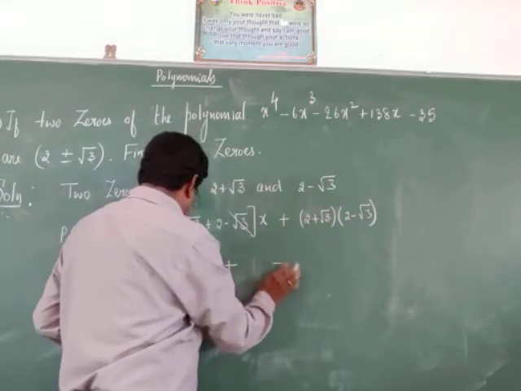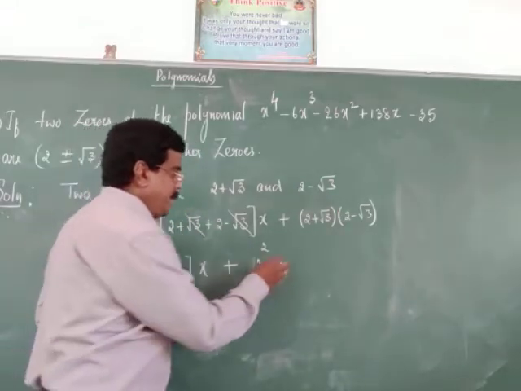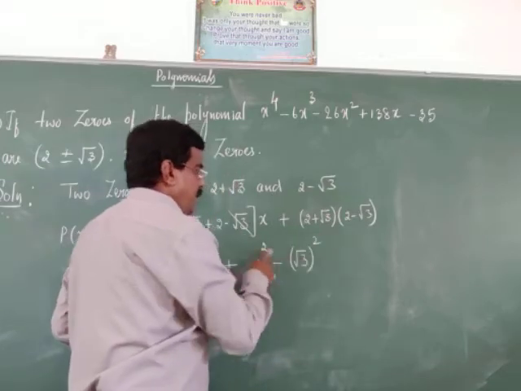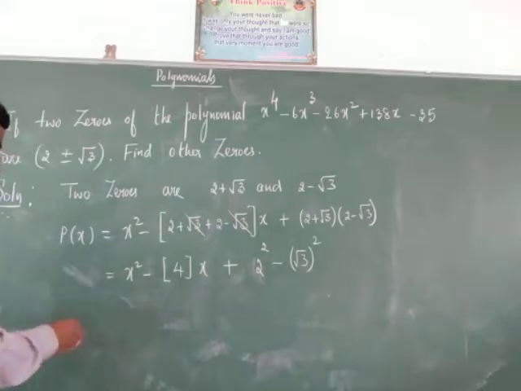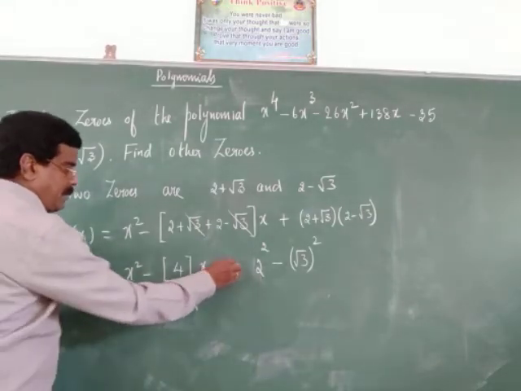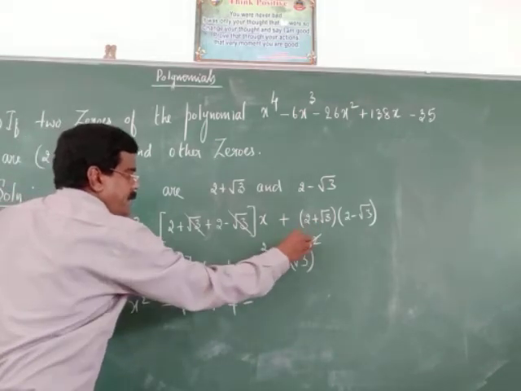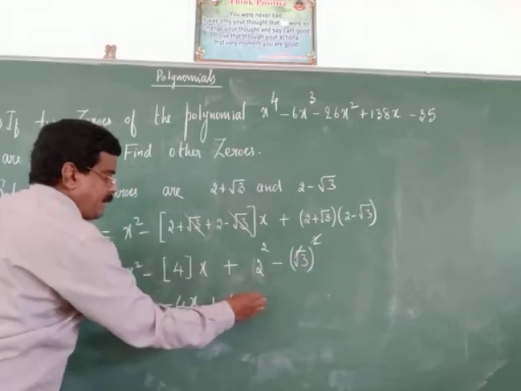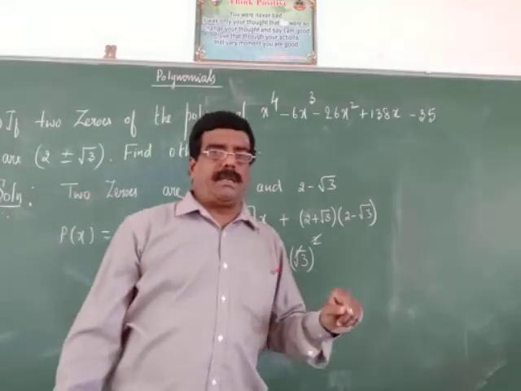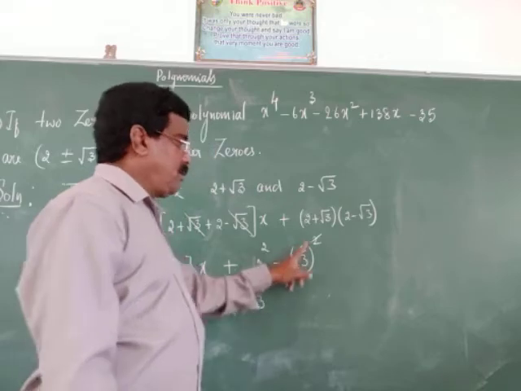Or if you want, you can write one step. 2 square minus b square means root 3 whole square. A square minus b square. So in the next step, x square minus 4x plus, see, 2 square means 2 into 2, it is 4. Root 3 square means root and square get cancelled, getting 3. Because root 3 square is what? Root 3 into root 3, root 9. Square root of 9 is 3. So root 3 whole square means 3.